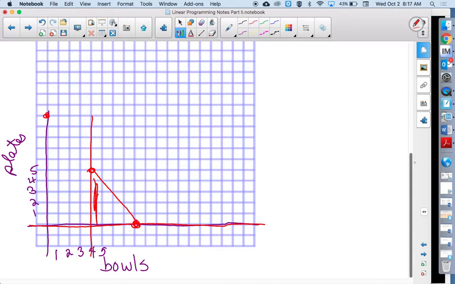So you should have gotten a triangular region for your bowls and plates. Should have made a triangle.